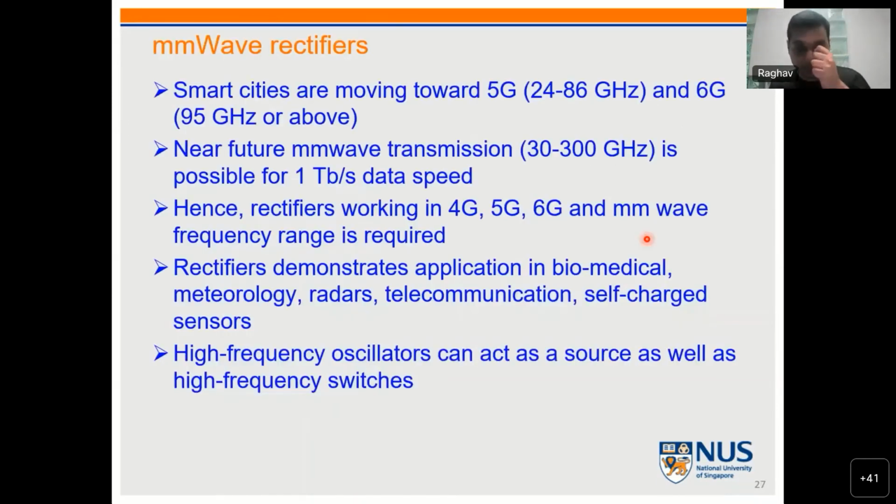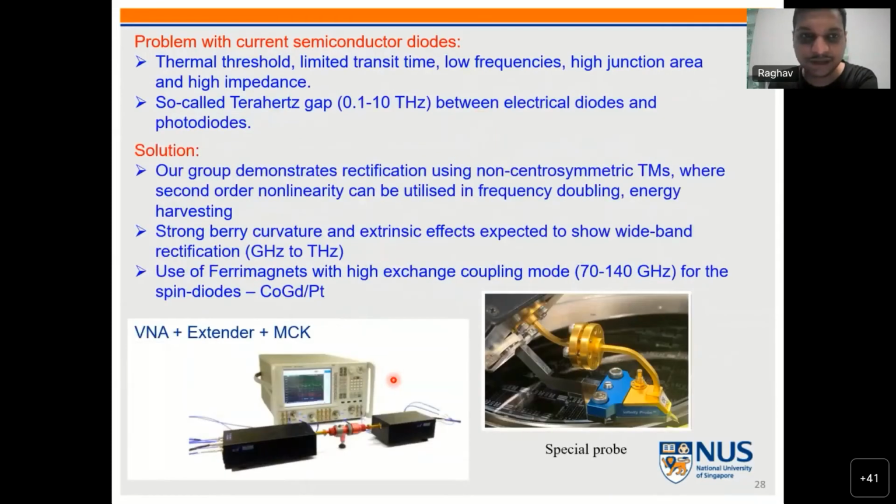Finally, coming to my future work, which is developing very high frequency rectifiers. In that direction, I'm already working on some ferrimagnets and topological materials, and my motivation is to develop something beyond 50 gigahertz. Of course, there are some problems with current semiconductor diodes. There is a so-called terahertz gap between 100 gigahertz and 10 terahertz, between electrical diodes and photodiodes, where we don't have electrical diodes. Current semiconductor diodes have problems like thermal threshold, limited transit time and low frequencies, which can be overcome by these topological materials.